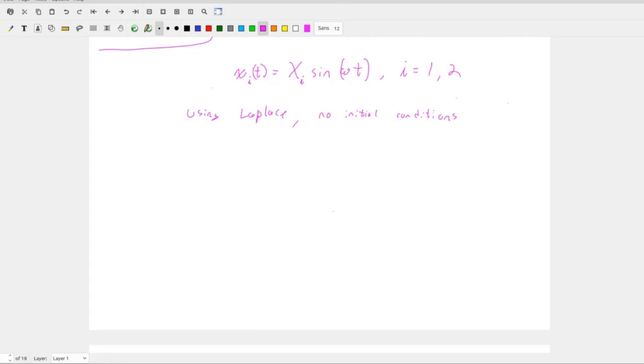Right? We can get x1 is equal to (k2 minus m2 omega squared), all multiplied by f naught, over the common denominator: (k1 plus k2 minus m1 omega squared)(k2 minus m2 omega squared) minus k2 squared.